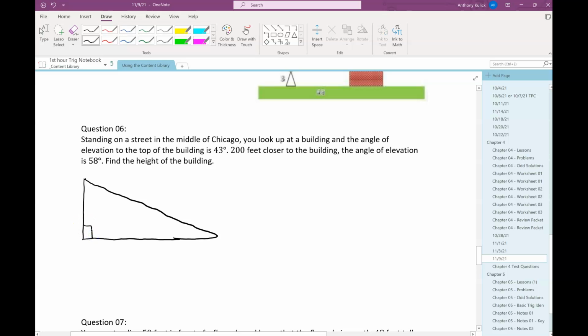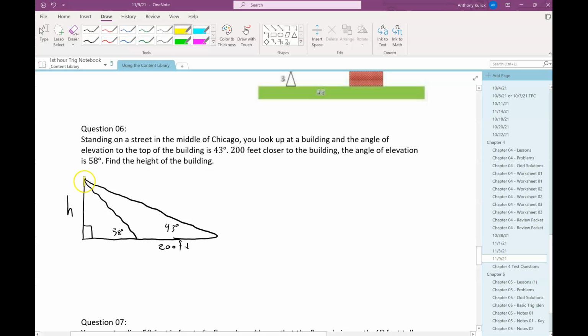So we look up at some building, and we get this angle of elevation of 43. And we walk a little bit closer, and we get this new angle of elevation of 58. And we want to know how tall this building is, right?